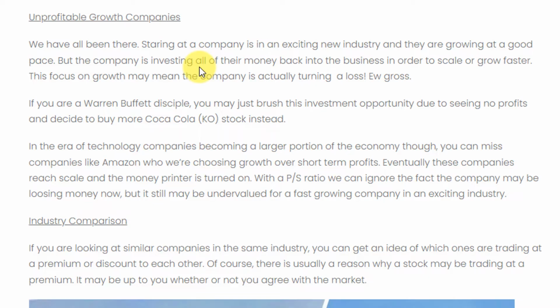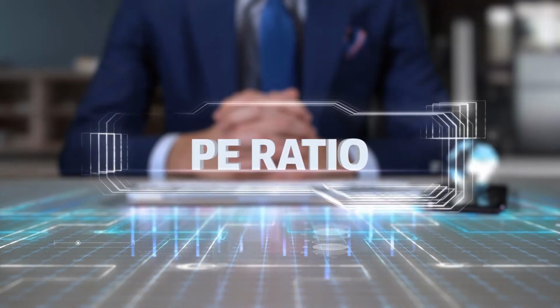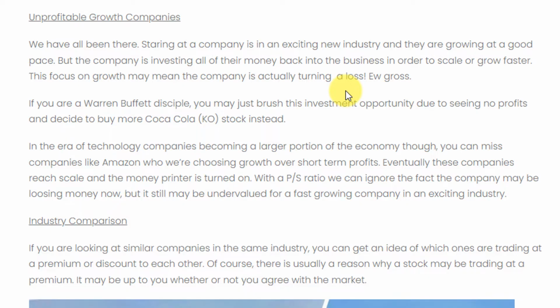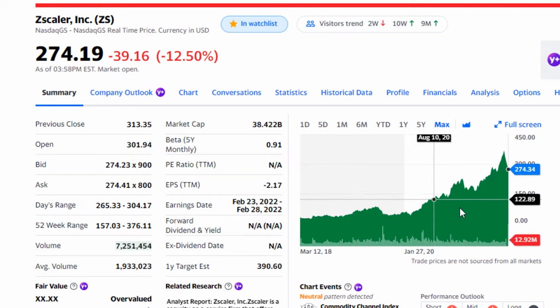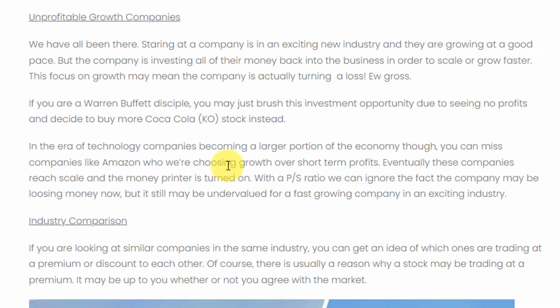Another pro of this multiple is you can look at unprofitable growth companies and strip out the fact that they're turning a loss right now. Because if you use something like a PE ratio or any metric that focuses on profitability, you would never touch these fast-growing companies like CrowdStrike, Zscaler, Teladoc, you name it, because they're not necessarily making a ton of money and cash flow right now, but in the future, they have potential.